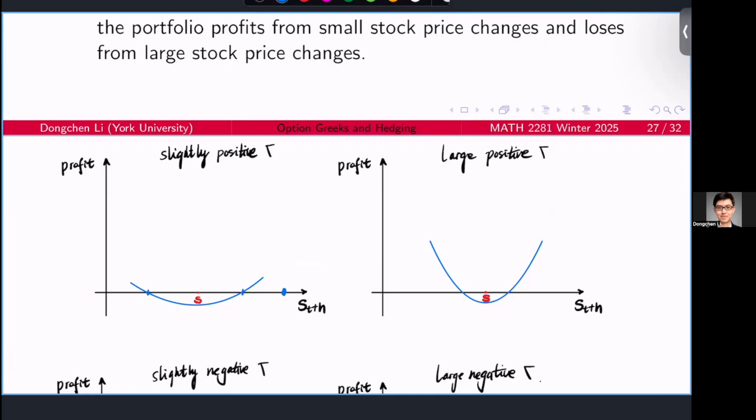Then on the right-hand side, we have the case with a large positive gamma. And in this case, the profit is more sensitive to stock price change. So as you can see on the graph, when the stock price change is relatively large, let's say here, you're going to have quite a large profit, which is here. Okay.